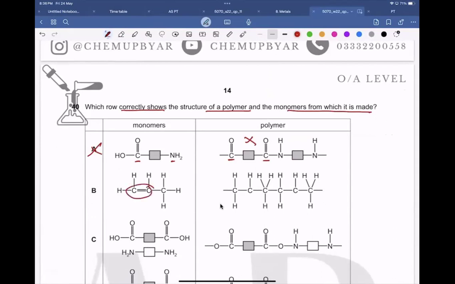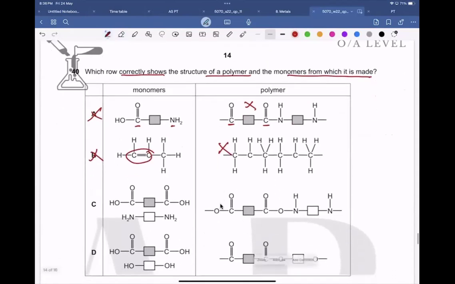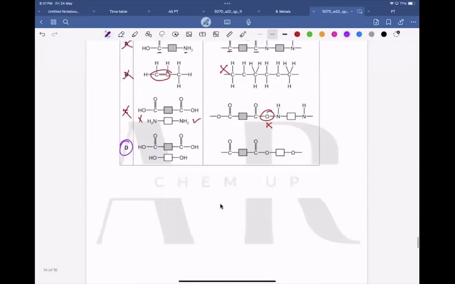Only two carbons. This also goes to the side chain. So that's why this goes wrong. Yeah, this seems correct. No. See, this oxygen would not be there in the amide link. So this goes wrong, because C double bond O is bonded to NH, not ONH, right? So D is the correct answer.